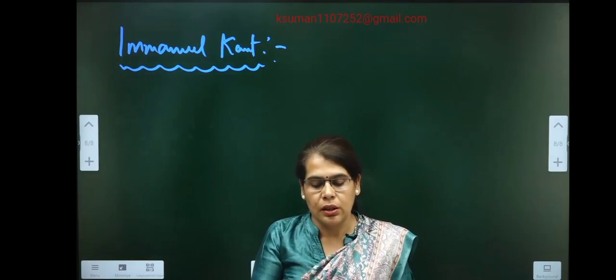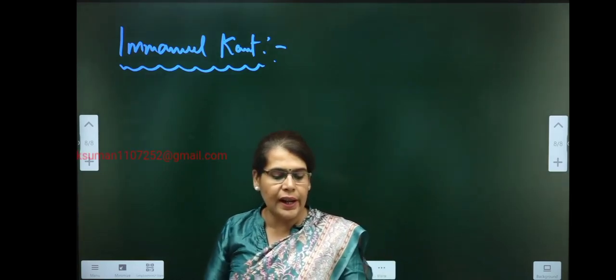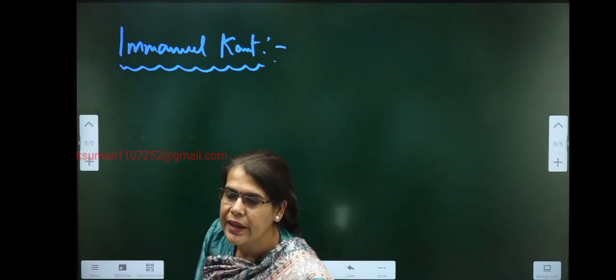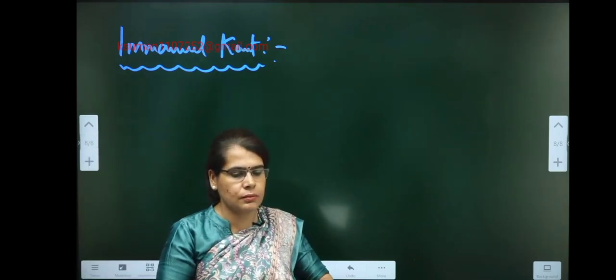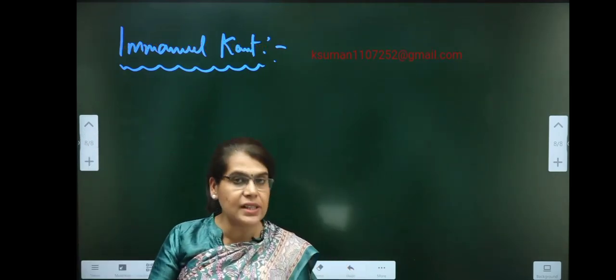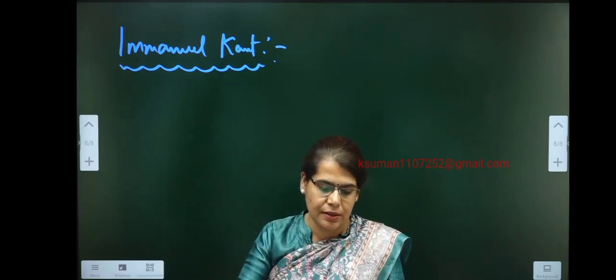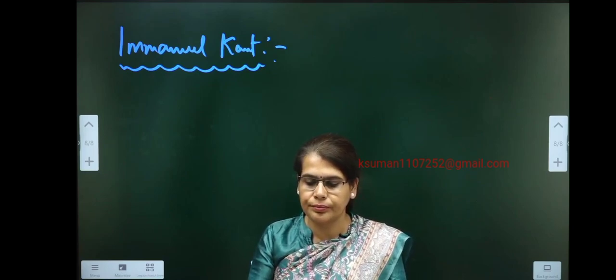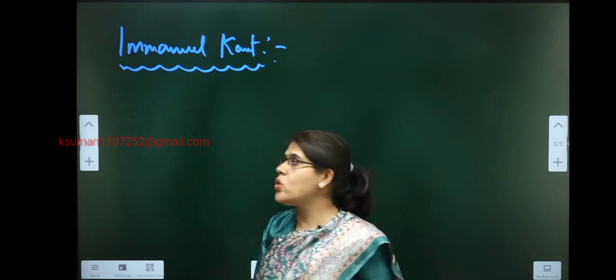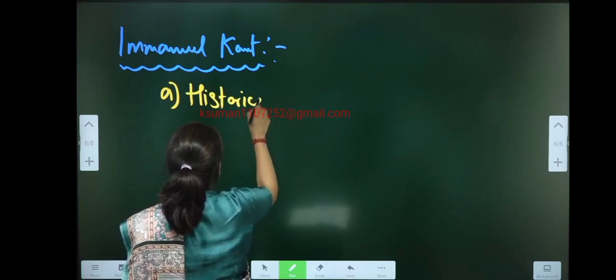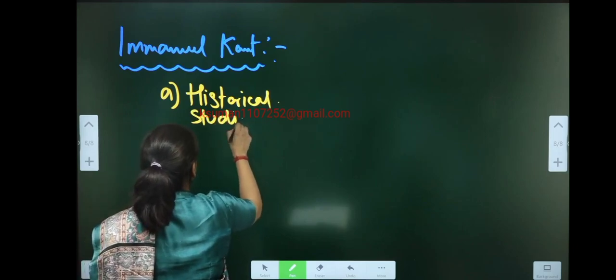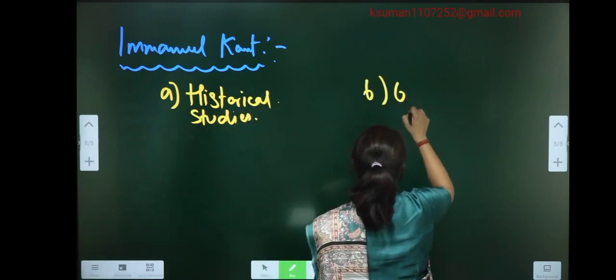Write down Immanuel Kant clearly identified two types of studies. A, one are the historical studies, and B, the geographical studies.